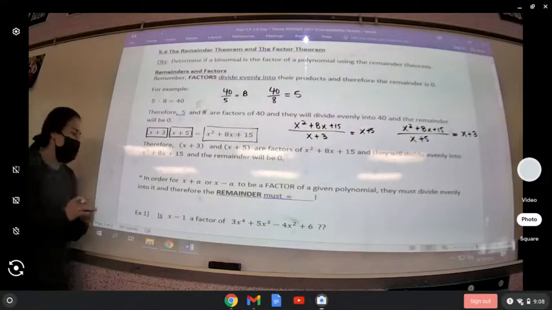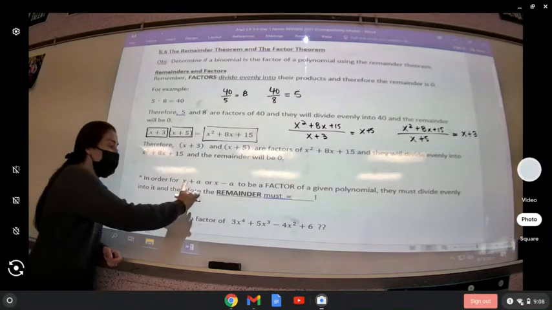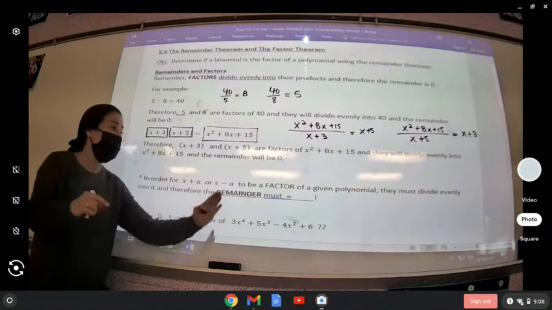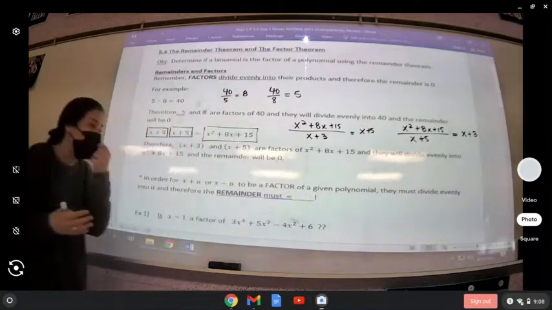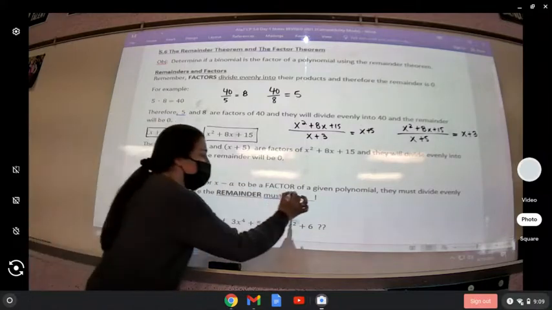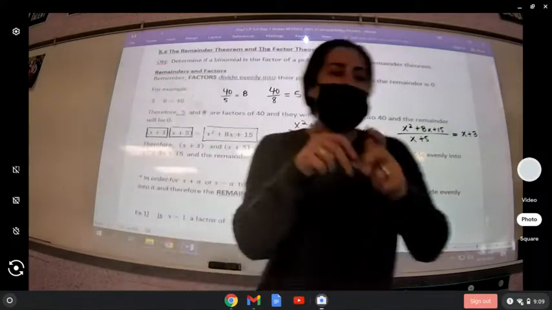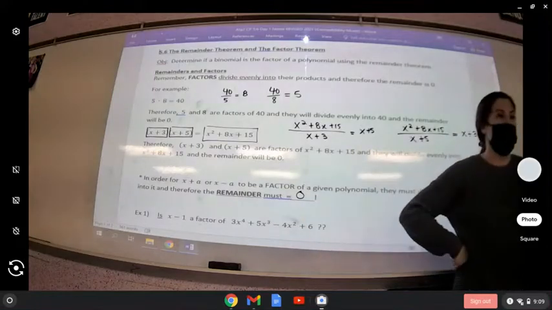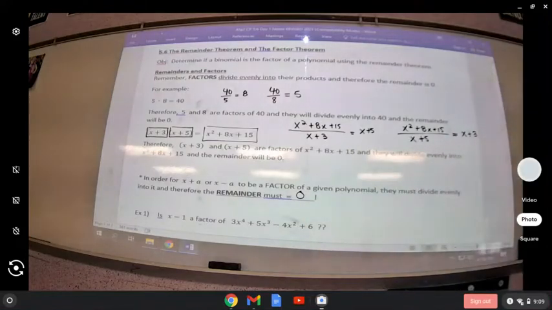All right, so in order for some polynomial of the form x plus a or x minus a to be a factor of a given polynomial, they must divide it evenly into it, and therefore the remainder must always equal 0. So at the end of the day, if something's going to be a factor, we're looking for a remainder of 0. Okay, so let's look at example 1.